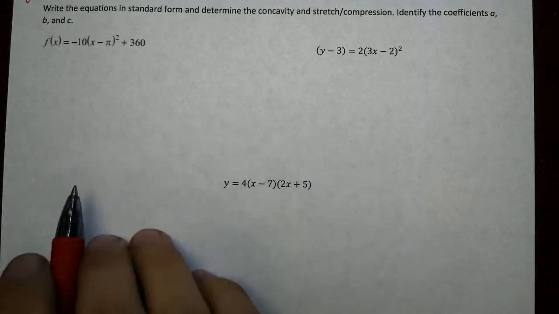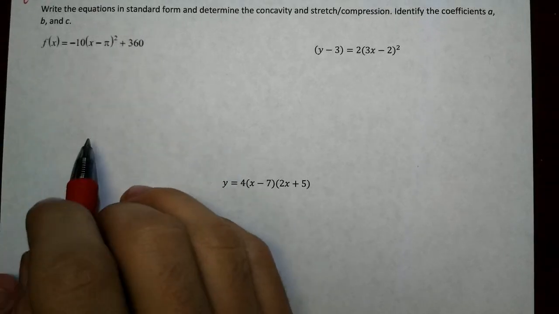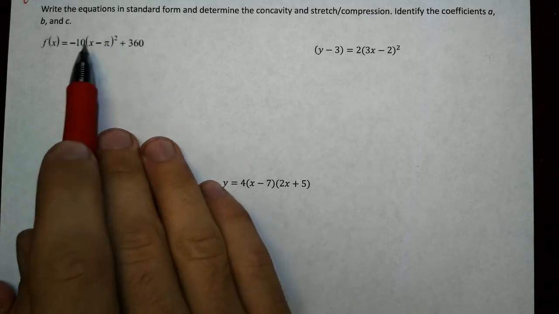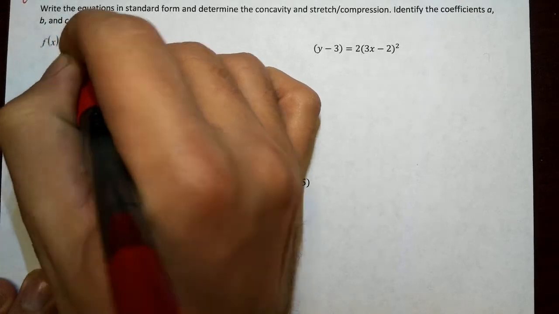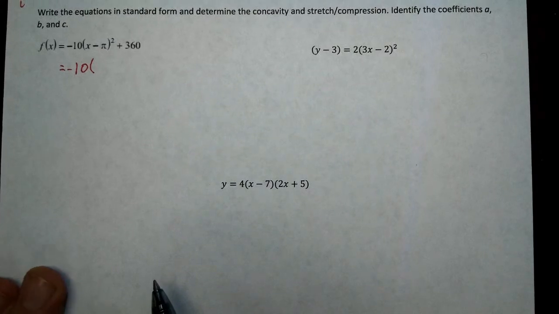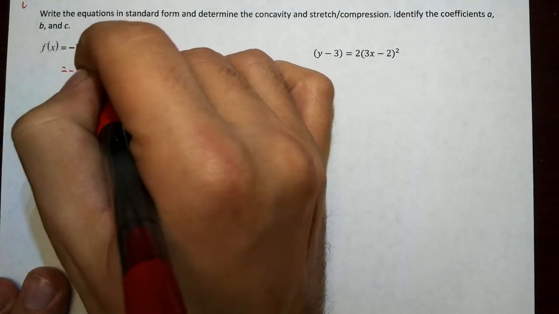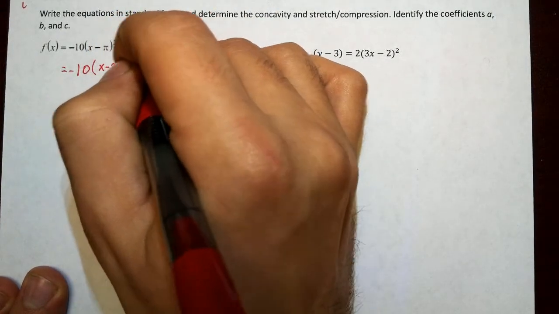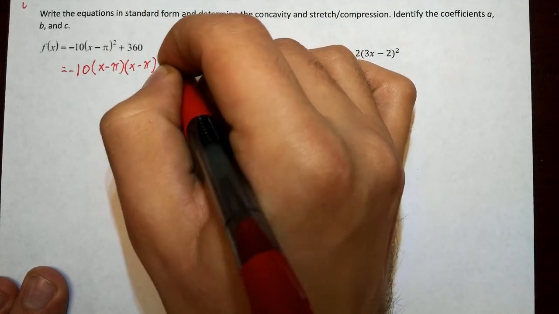So let's go ahead. We're converting from whatever this is to standard form. What's stopping this from being in standard? It's this binomial multiplication. It may be a little hard to see, so let's break it down. When we have something squared, how many times does that mean we're multiplying it? Two. So we have x minus pi times x minus pi. Those are the two binomials being multiplied together.